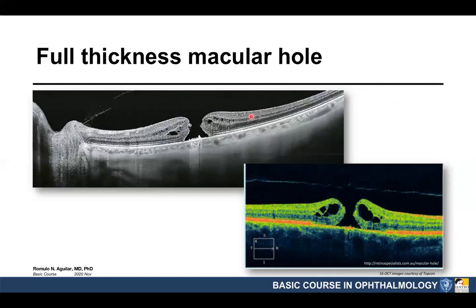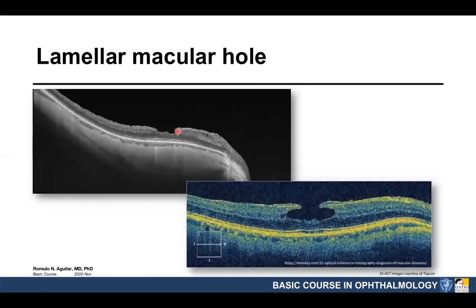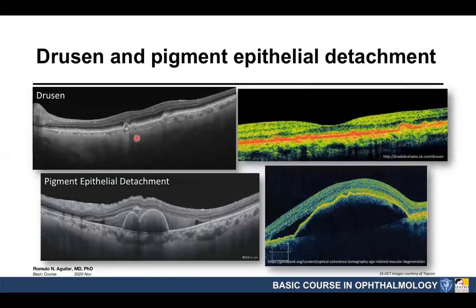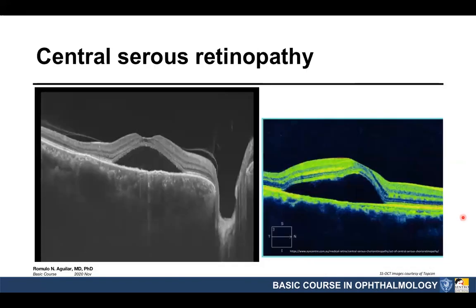This is a full thickness macular hole. Doesn't need further description. A lamellar macular hole. Drusen, swept source, spectral domain. These are drusens. Pigment epithelial detachment, swept source OCT. This is a big pigment epithelial detachment on spectral domain.